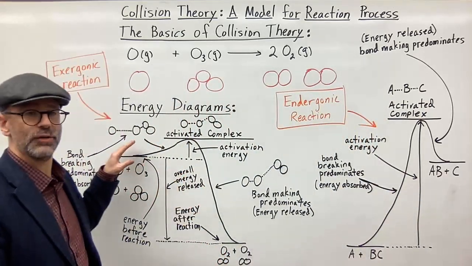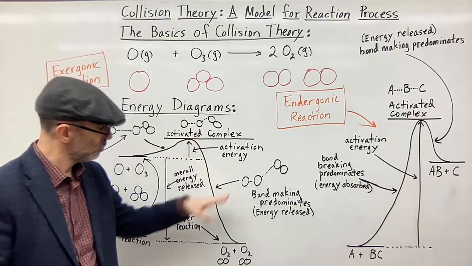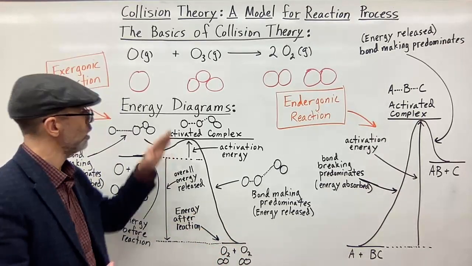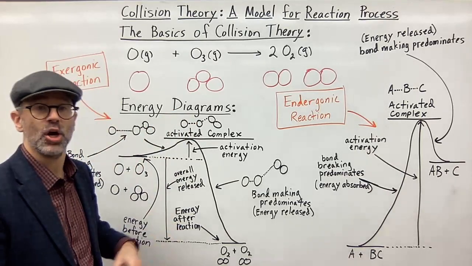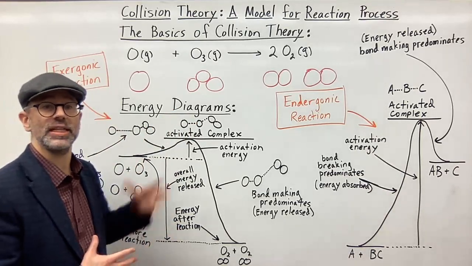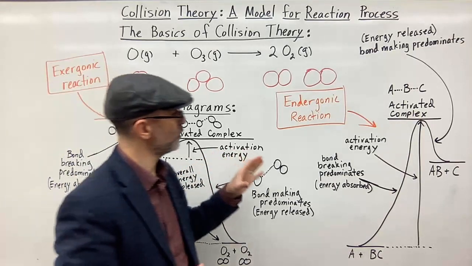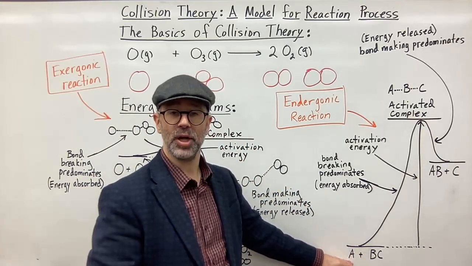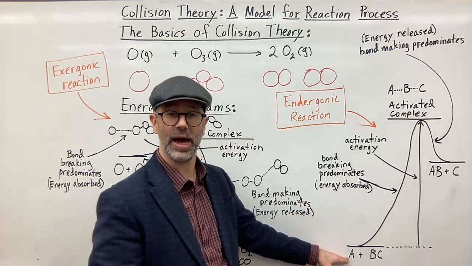So we see that the formation of two oxygen molecules from ozone and an oxygen atom results in the release of energy. It's an exergonic reaction. What if it's an opposite, right? So here we have A plus BC. I have a molecule BC. I have A, some atom.